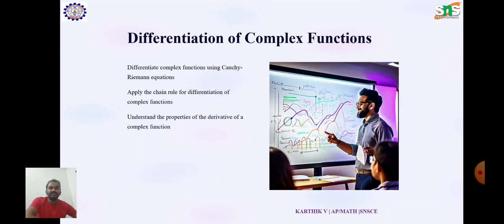Differentiation of complex functions. Complex differentiability. A complex function f of z is said to be differentiable at a point z equal to z0 if the limit of the difference quotient exists as z approaches z0. Formally, f of z is differentiable at z0 if the limit f dash of z0 equal to limit z tends to z0 f of z minus f of z0 divided by z minus z0.